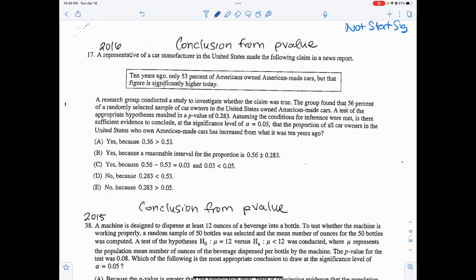All right, number 17. For this question, it asks, assuming the conditions for inference were met, is there sufficient evidence to conclude, with a p-value I have of 0.283? Well, obviously the p-value is way greater than alpha, so we're going to say fail to reject, and we're going to say not statistically significant, because this is greater than 0.05, which is E.